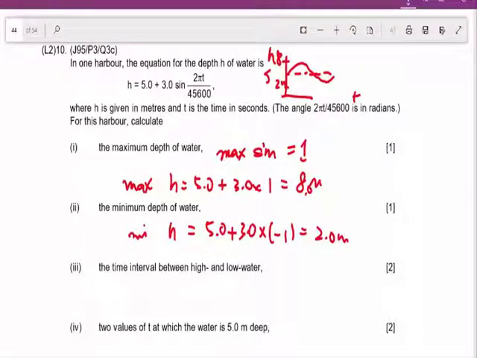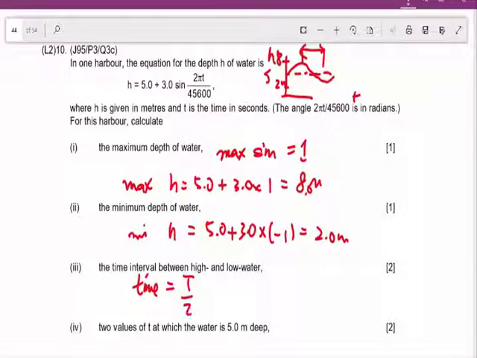Right. So the time interval between high and low water means the time taken from here to there, high water to low water. This is half the cycle. The time is actually half the cycle.